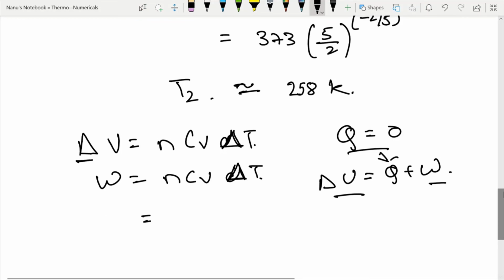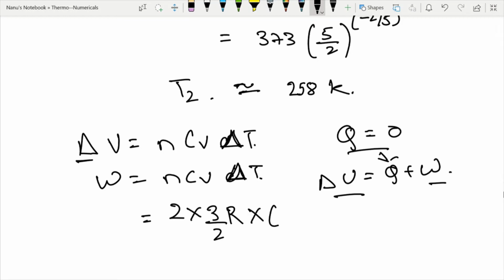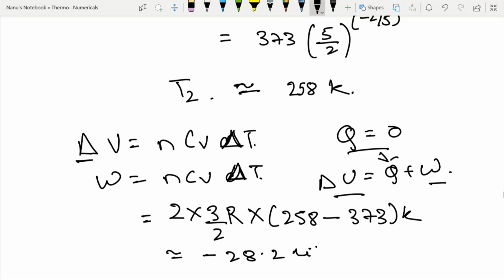So we will now replace all the values. N is 2, Cv for our monoatomic ideal gas is 3 by 2 R, del T is 258 minus 373 Kelvin. If you replace R with 0.0821 liter atmosphere and do this, check it, the answer should come around 28.2 liter atmosphere. So that was our work done. Let us see what the next question was.